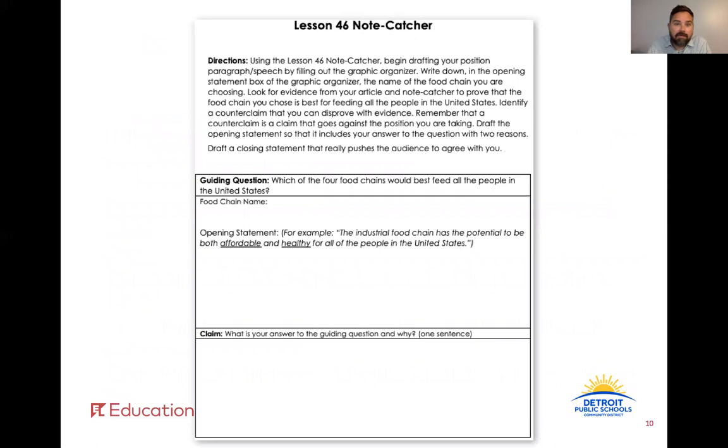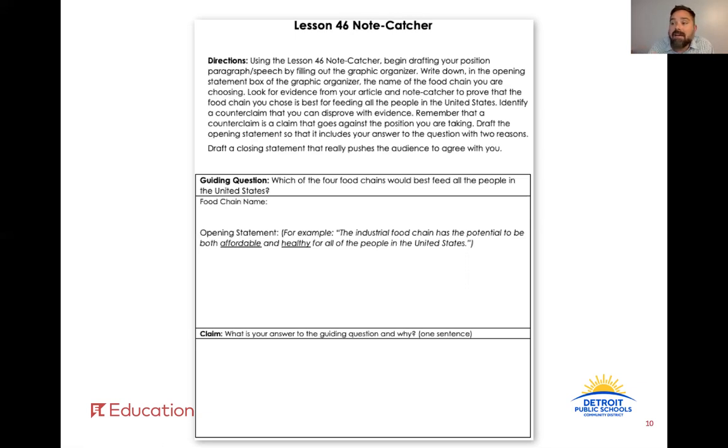And if you've already paused and started back up, this is just one example if you're still thinking about examples. Here's our guiding question. For the food chain name, you're just going to type in the food chain name or write it on your paper. For the opening statement, you're going to want at least 1 sentence. Here's an example: the industrial food chain has the potential to be both affordable and healthy for all the people in the United States. Affordable, because the food might be less expensive at the grocery stores, and healthy.